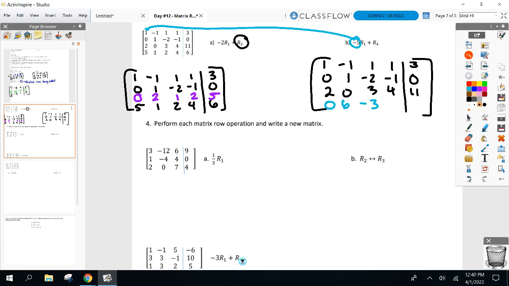-3 down here. Wait, -5 times this 1 gives you -5 plus 2. -5 plus 2 gives you -3. And then again, -5 times 1, -5 plus 4, negative 1. And then finish it off. My last number there, negative 15 plus 6, negative 9.